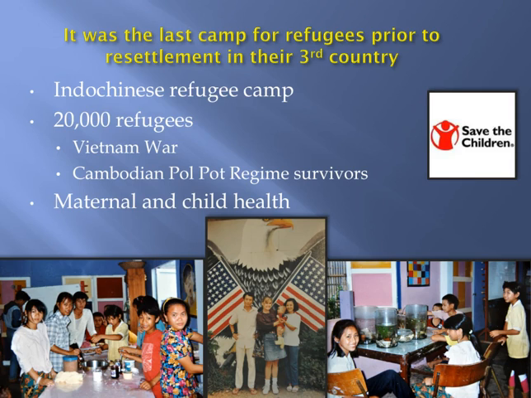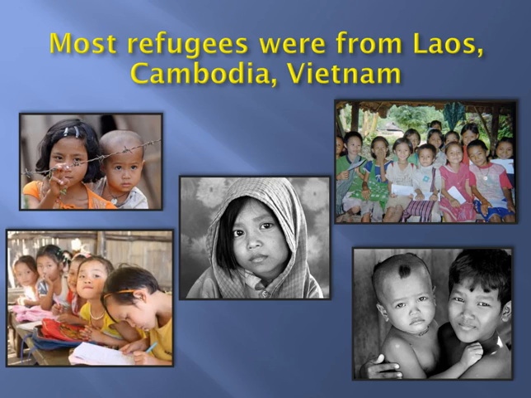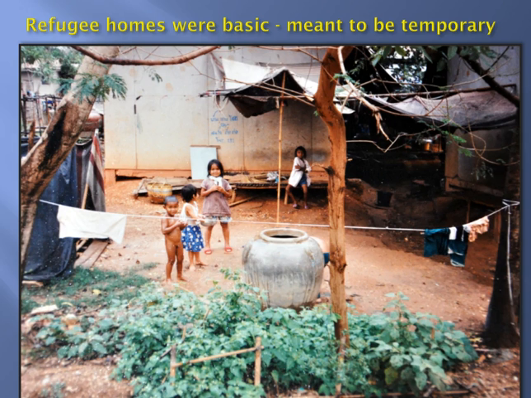And these are some of my students. I also taught science, and these were some of my teen students. Most refugees I mentioned were from Laos, Cambodia, and Vietnam. These are some of them here. They were beautiful. Refugee homes were basic.